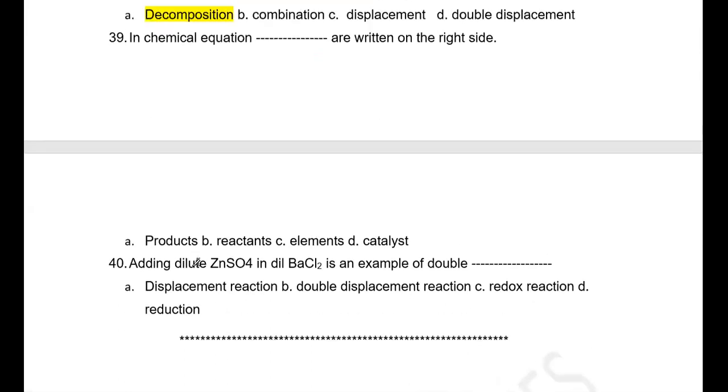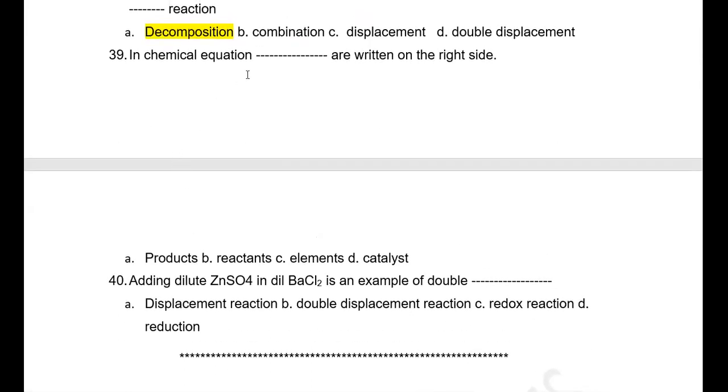Next question is, in a chemical equation, dash are written on the right side. We know in a chemical reaction, when we are writing the equation, reactants will be on the left side and product will be on the right side. So here the options given are product, reactants, elements, catalyst. Answer is option A, product.